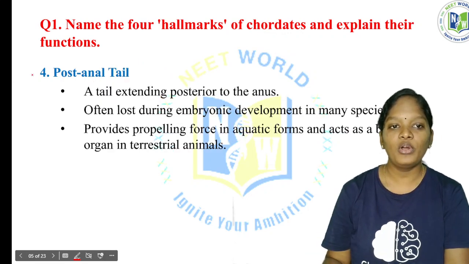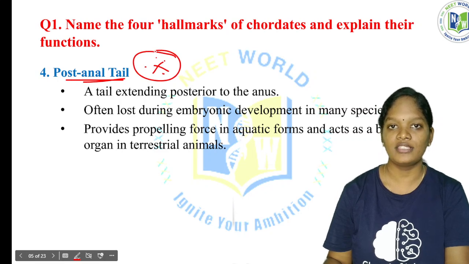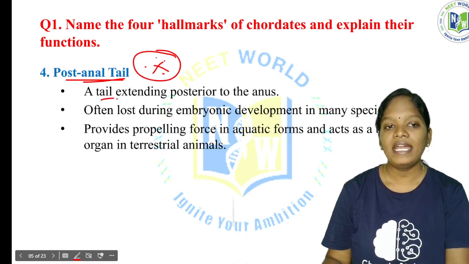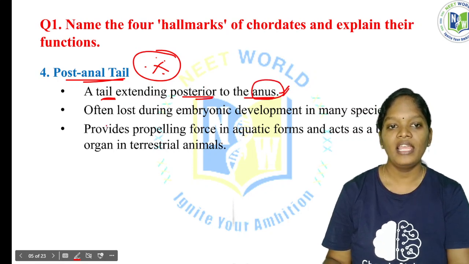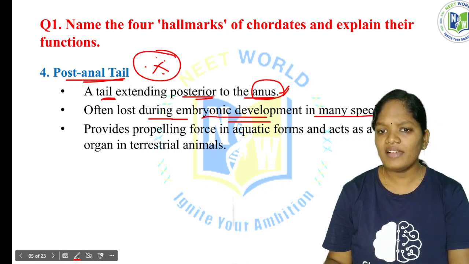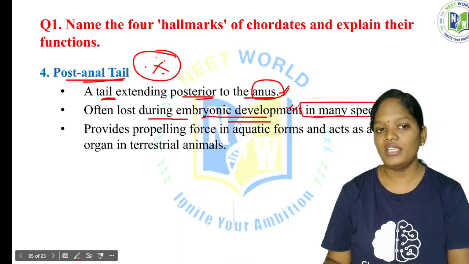Now the fourth important structure will be the post-anal tail, and it is present only in the chordates, not in the non-chordates. A tail extending posterior to the anus. So the posterior region will end with the anus. That is what a post-anal tail is, and it is often lost during the embryonic development in many species. See, during the embryonic stage, this post-anal tail is getting lost.